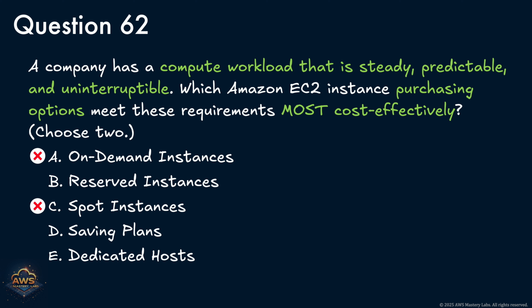Option C. Spot instances. Spot instances let you use unused EC2 capacity at discounts of up to 90%. However, AWS can terminate them with just 2 minutes notice, making them unsuitable for uninterruptible workloads. Even if they are cost-effective, the lack of guaranteed uptime disqualifies them here. Incorrect, because spot instances are cheap, but can be interrupted. A poor fit for this scenario.